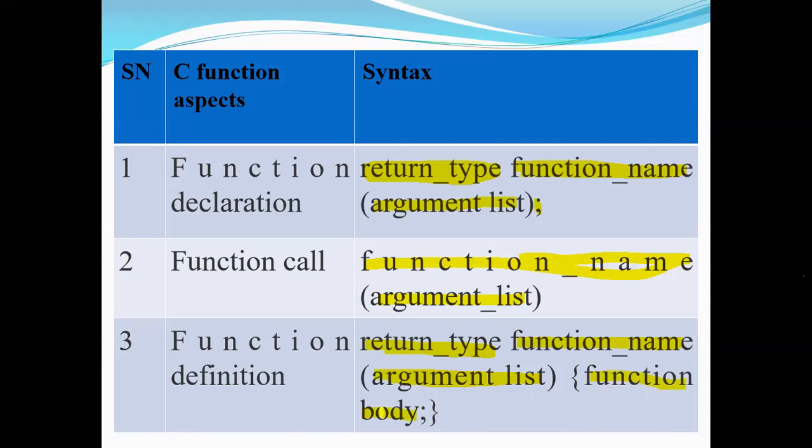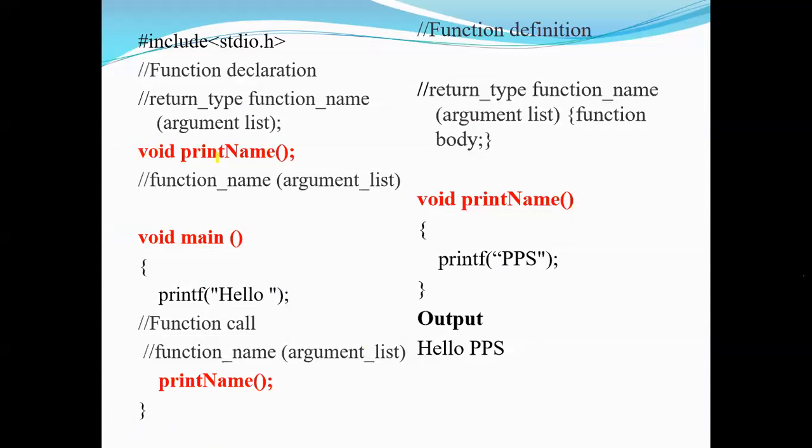We'll see these things by taking one simple example. Here I need to declare a function declaration. It should be global. In this case, we have declared a function.